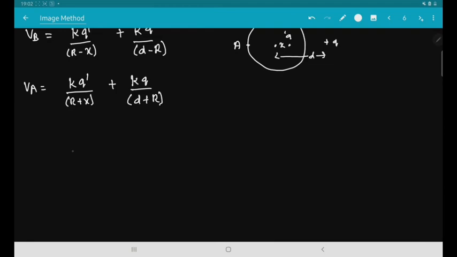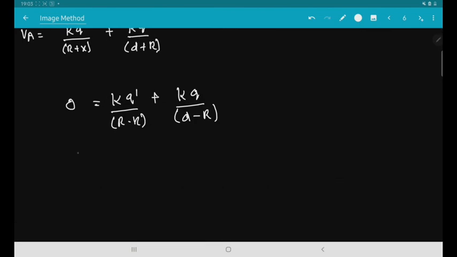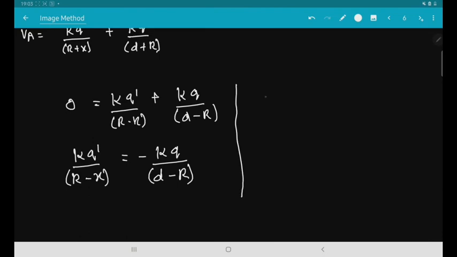VB is equal to 0. So we will have KQ dash plus R minus X, KQ D minus R. We will equate this: KQ dash R minus X is equal to minus KQ D minus R. Same thing we can do for the other equation.